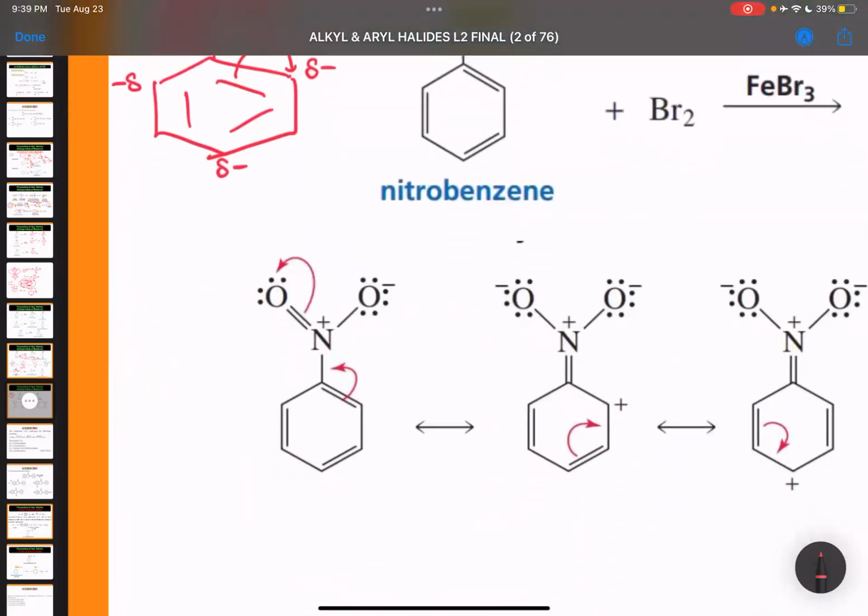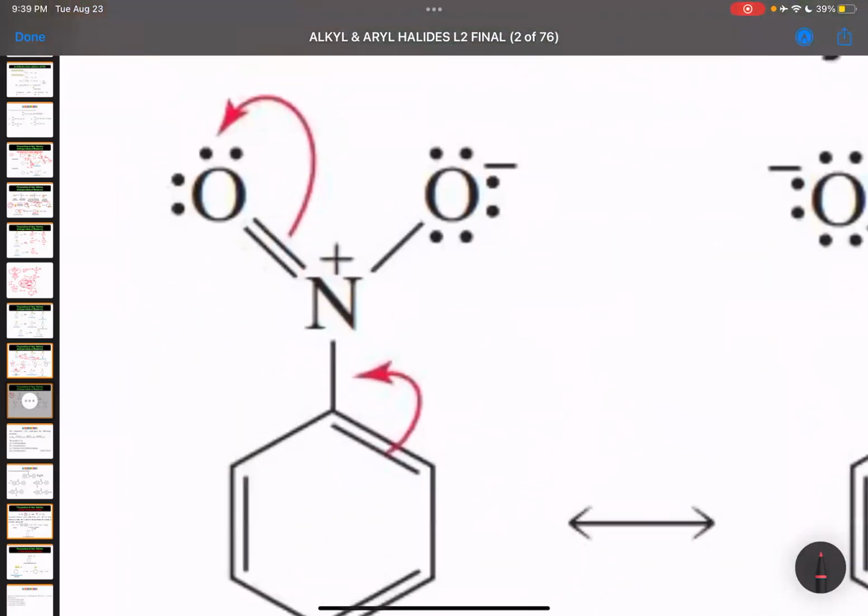But what about NO2? NO2 doesn't have any lone pair. It is having a plus charge. So you can't expect this nitrogen to give electrons. It doesn't have any lone pair. In fact, it is an electron deficient species. It is having a plus charge, so it is desperate to take electrons. So what it does, it pulls this pi electron density from the benzene towards itself.